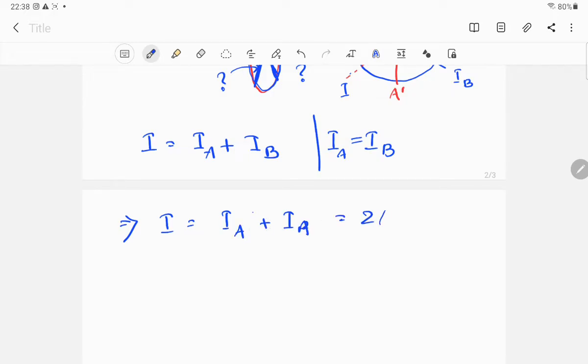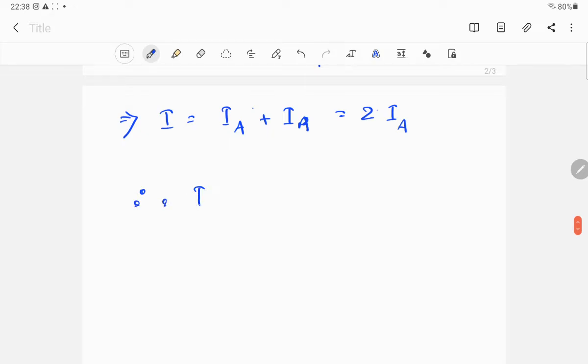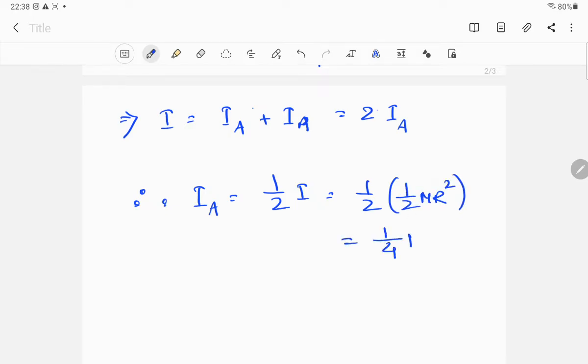So that's equal to twice IA. Therefore IA is equal to half of I. So half of I means half m r square, so what remains is 1 by 4 m r square. So this is IA, and therefore IB is also the same, equal to 1 by 4 m r square. So this is case B. Now there may be another case.